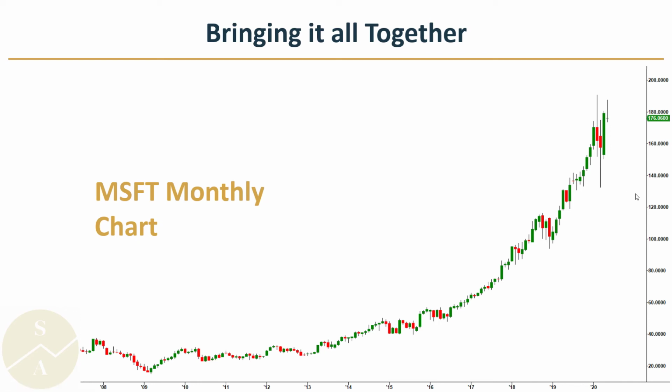Now these candles are going to take a long time to form because they're monthly candles. They're not going to be moving too quickly, okay? So we would be looking at a chart like this if we were longer term traders.